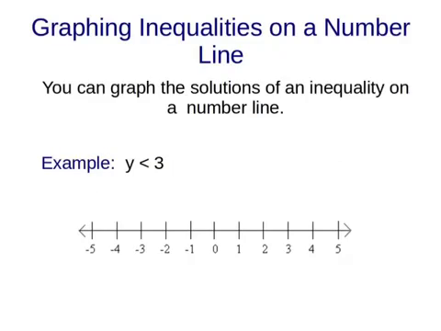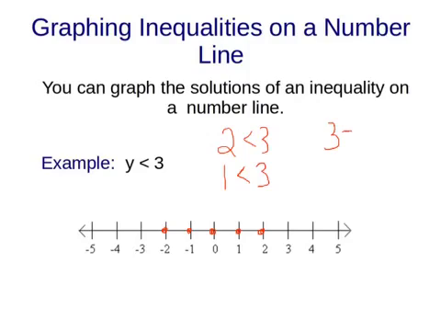If you are given an inequality, you can graph the solutions on a number line. Let's take a look at the example, y less than 3. First, we need to find all of the numbers less than 3. 2 is less than 3, so that is one of our solutions. 1 is also less than 3, so that is another one of our solutions. We can continue down along the number line, 0, -1, -2, and so on are all going to be less than 3.